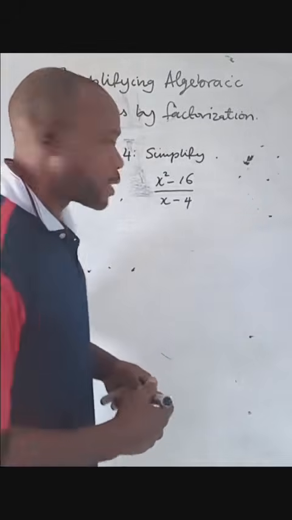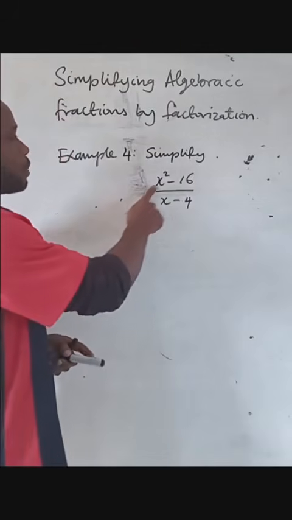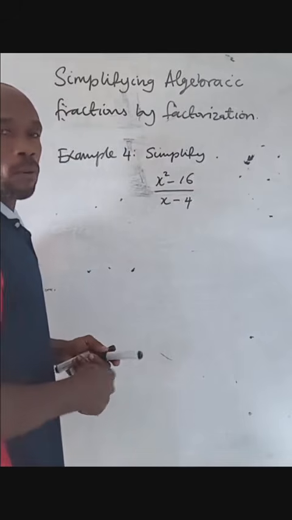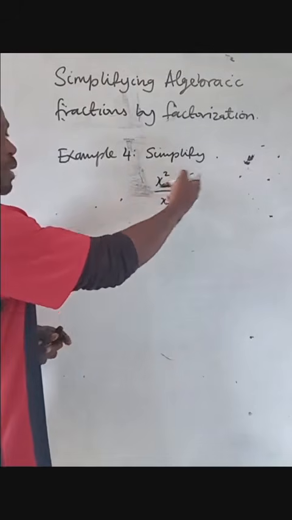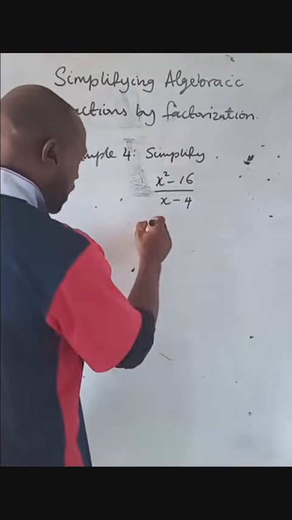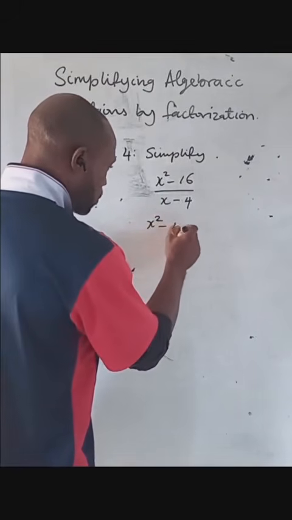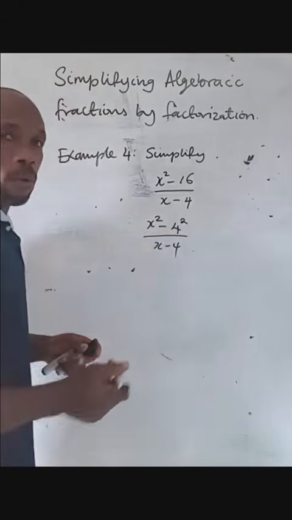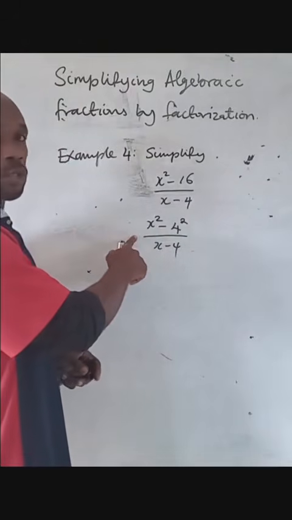Look closely at this example, example 4. Simplify x squared minus 16 all over x minus 4. Now, x squared minus 16 can also be expressed as x squared minus 4 raised to the power 2, all over x minus 4. So this algebraic expression can also be expressed this way.